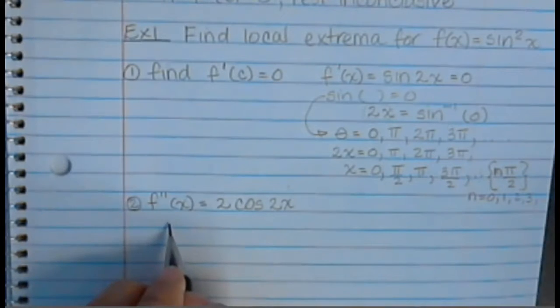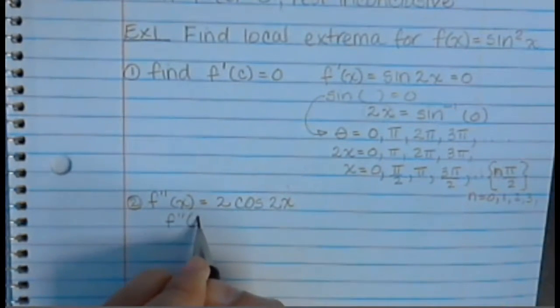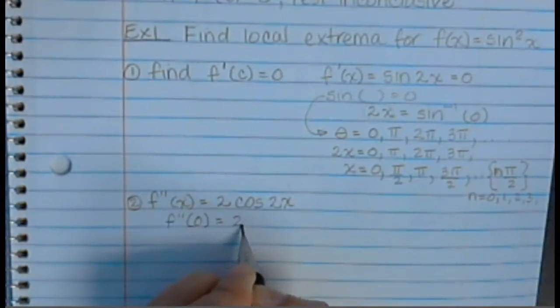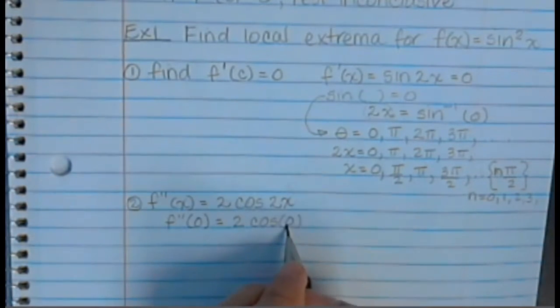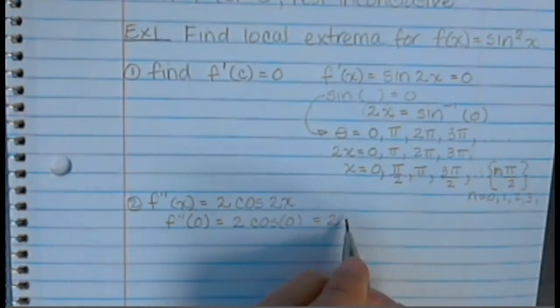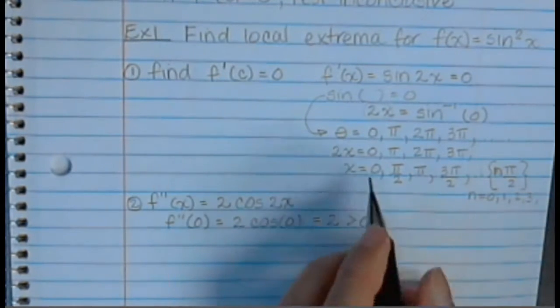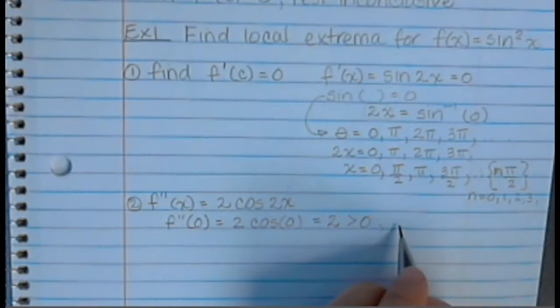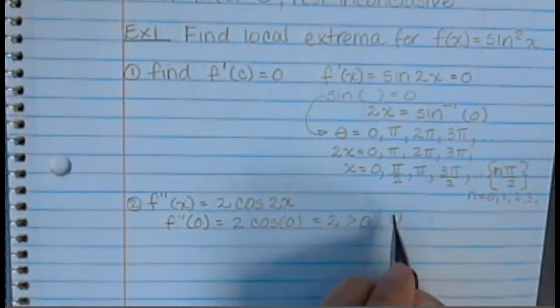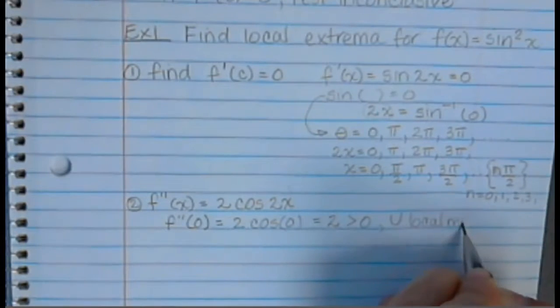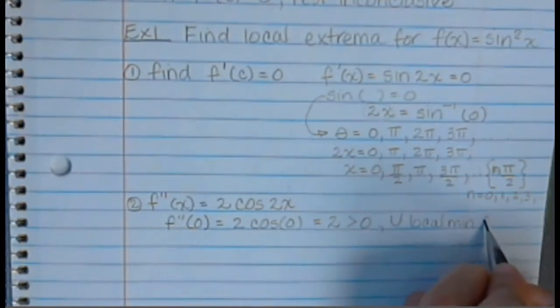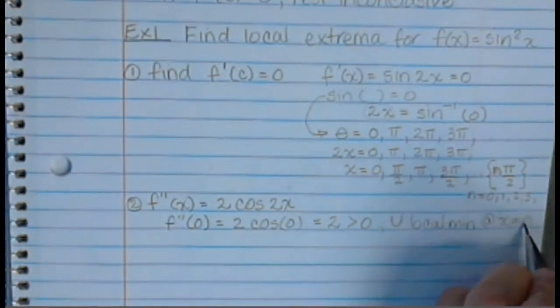So let's find f double prime at 0. So that'd be 2 cosine of 0. Cosine of 0 is 1, so this is equal to 2. And notice that is greater than 0. So what we have found, since it's concave up, is a local minimum at x equal to 0.